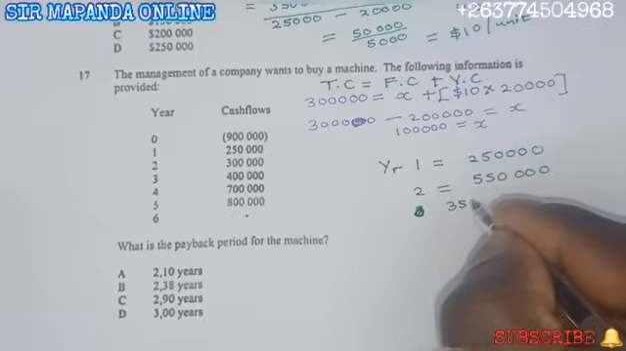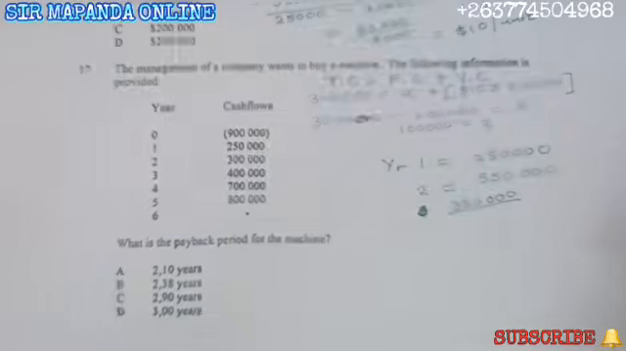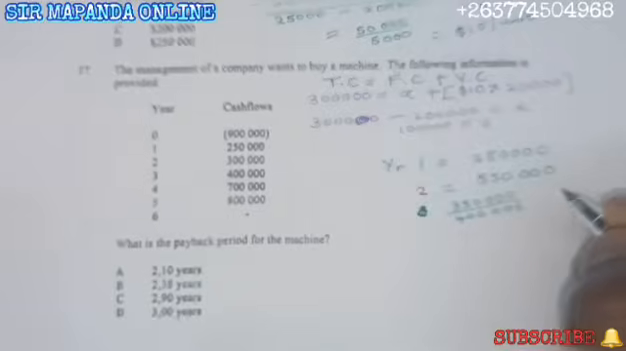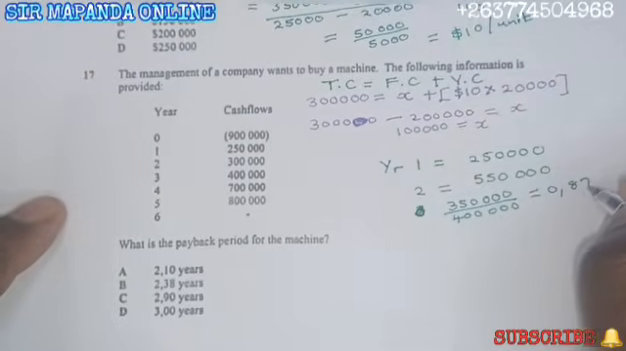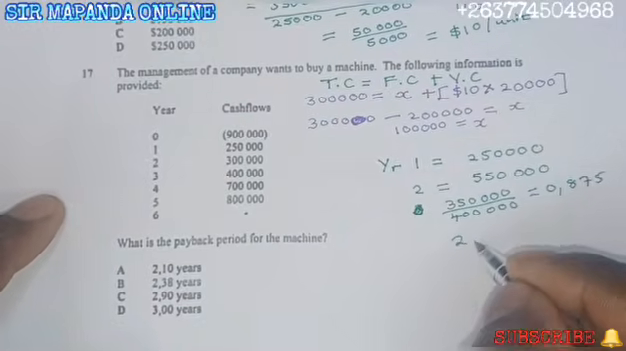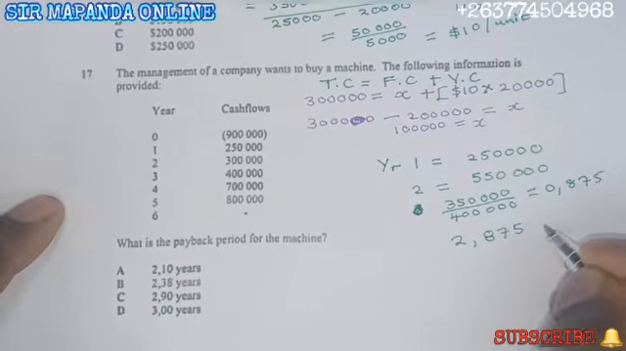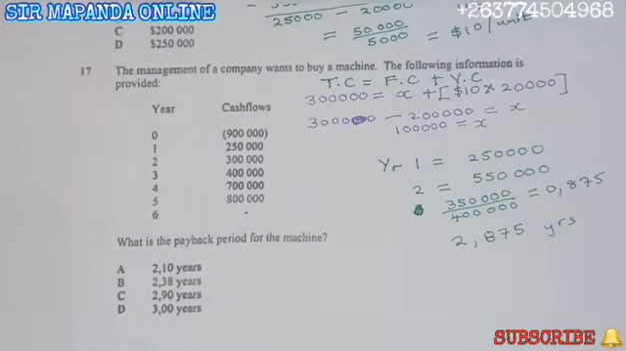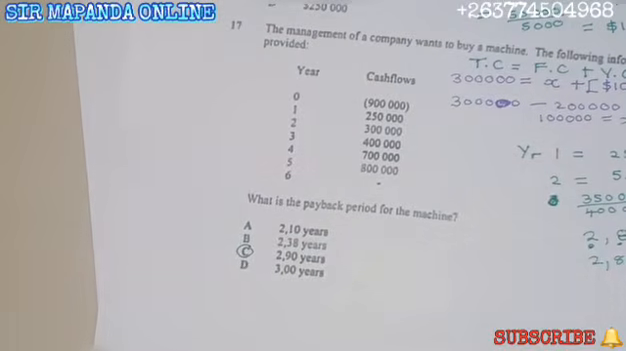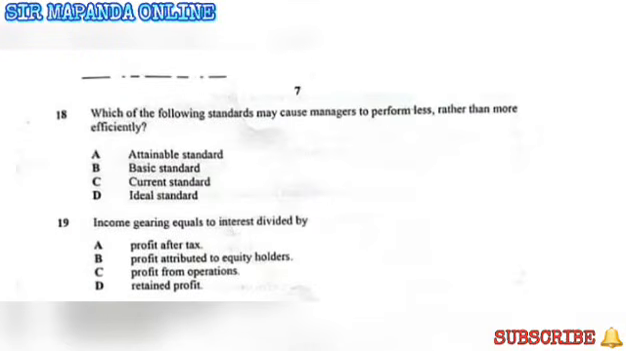So you write 350,000. Then divide this 350 by the year 3 inflow of 400,000. You get 0.875. So we have 2 complete years to be added with 0.875. You get 2.875 years. So the closest is C, 2.90. So this is your answer, 2.90. Right, you are now moving on to question number 18.